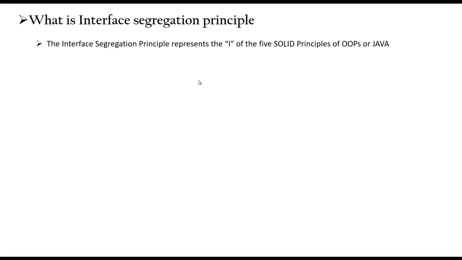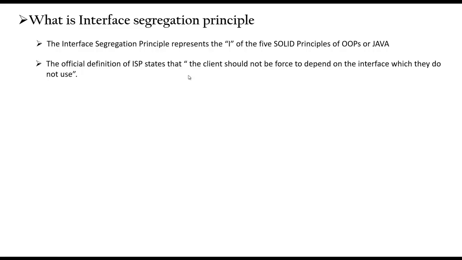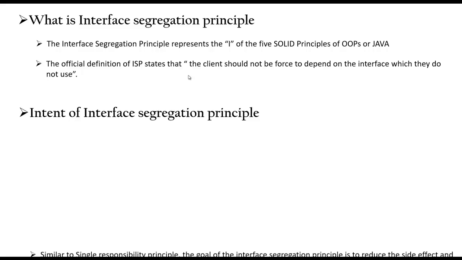In SOLID design principles in any object-oriented programming like Java, I represents the interface segregation principle. What does it state? The interface segregation principle states that the client should not be forced to depend on interfaces which they do not use, or we should not provide extra default methods in the interface in which the client is not interested. So, what is the intent of the interface segregation principle?